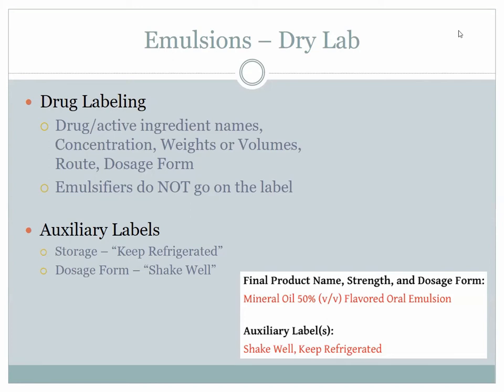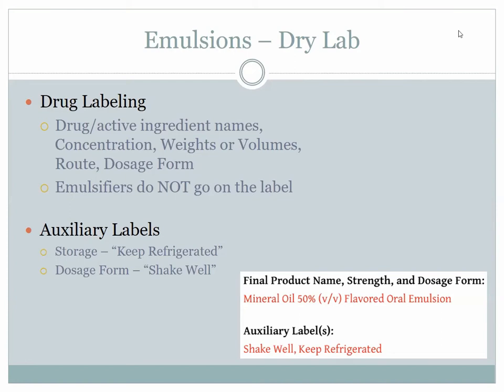But here's the deal. Do you need to put cherry syrup on the label? Well, when we did suspensions, we said, no, you didn't have to put it on the label. But here's the deal. This isn't just a mineral oil emulsion. The whole reason for making the emulsion is to flavor it. So that's why we called it a flavored. We didn't have to say cherry syrup specifically, but we wanted to indicate that it is flavored.